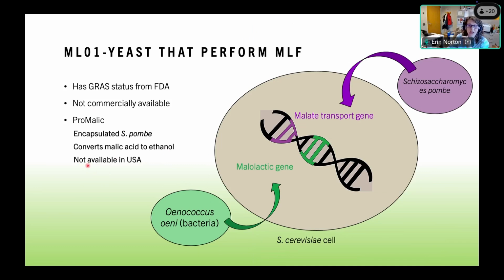And it's not a GMO because it is a natural yeast that's encapsulated. The reason they encapsulated it was so that it was easy to remove at the end, because you don't want Schizosaccharomyces just living in your wine. So it's encapsulated, so it essentially floats or settles out really easily, and you're able to get rid of it pretty easily. I wanted to point that out because if you're doing some more reading about MLF, you may see MLO1 or you may see this ProMalic and wonder if we can use it. And fortunately, I can't figure out where it's available.